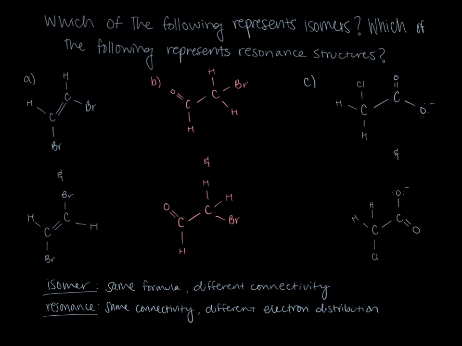So first, let's start by looking at set A. Set A would be considered isomers because the connections between the 2 molecules are different. The bromines in the first structure are on the same side of the molecule, whereas on the second, they are on opposing sides. Because of this, they have different connections and thus different chemical properties.